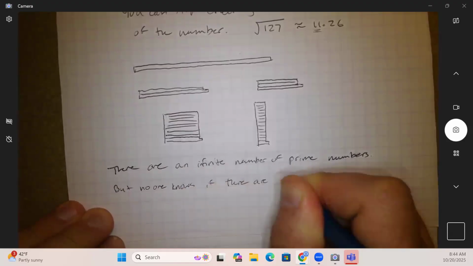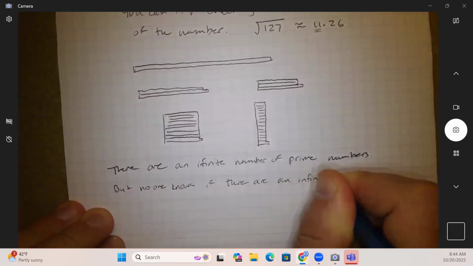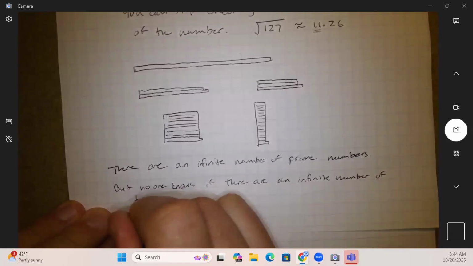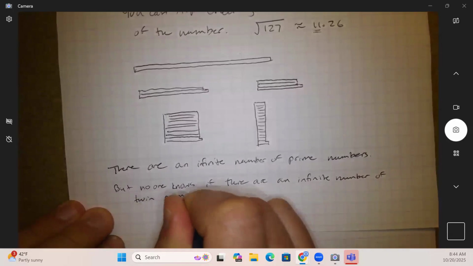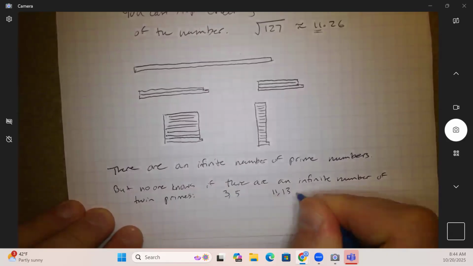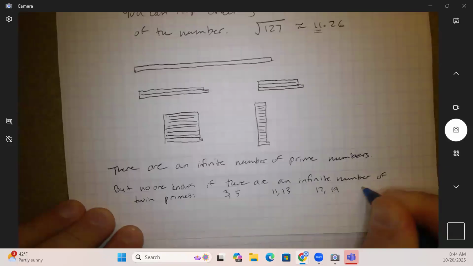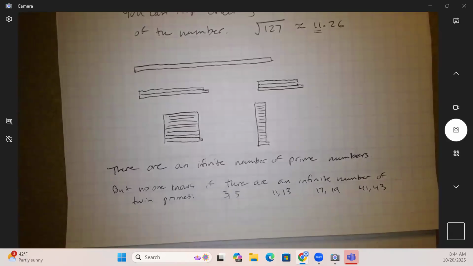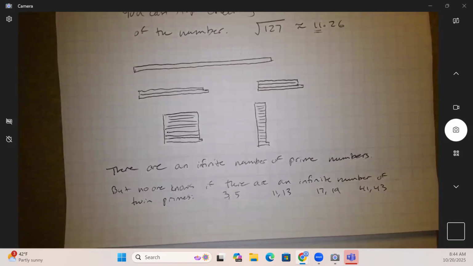if there are an infinite number of what are called twin primes. Twin primes are primes that are only 2 apart. 3 and 5, 11 and 13, 17 and 19, 41 and 43. Nobody's ever proven that there is or that there isn't an infinite number of twin primes. That's an open question in mathematics. And yet it's so easy to state.